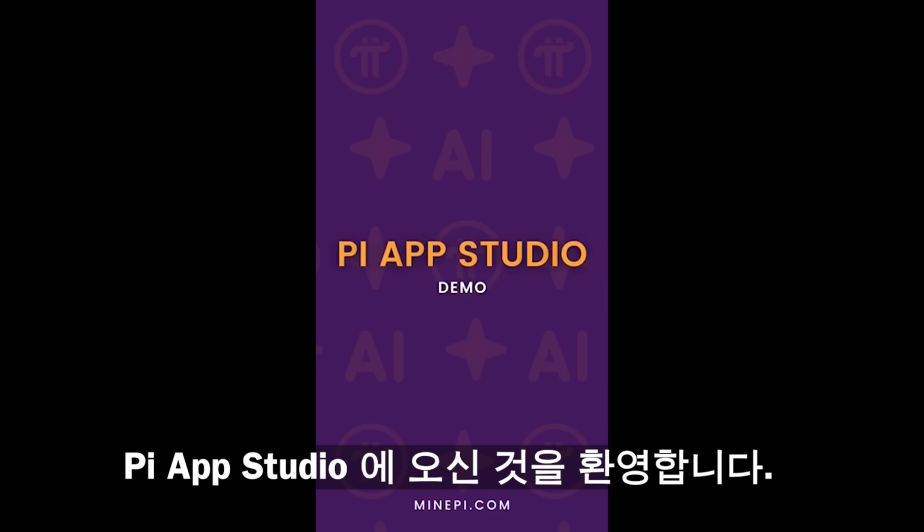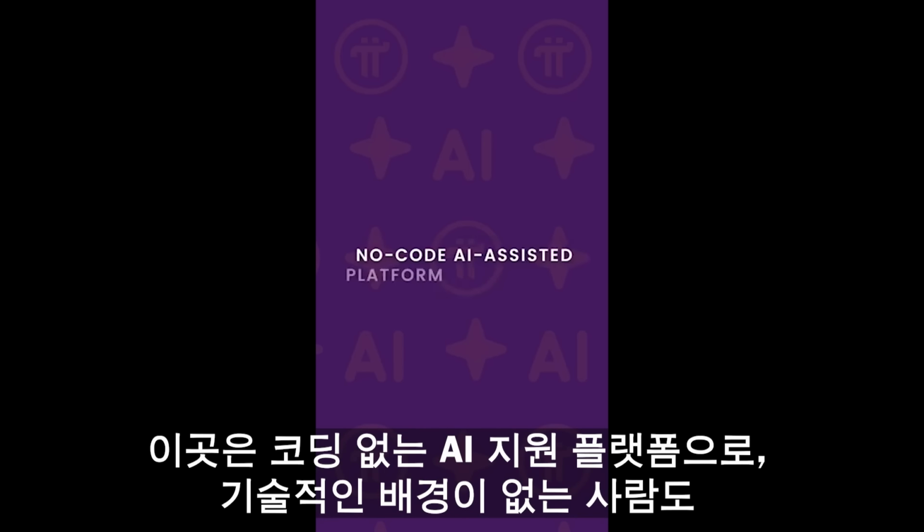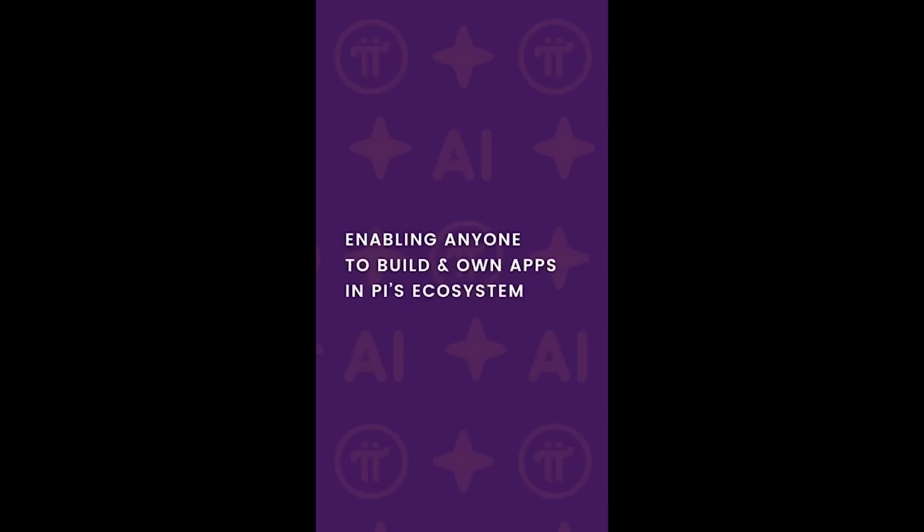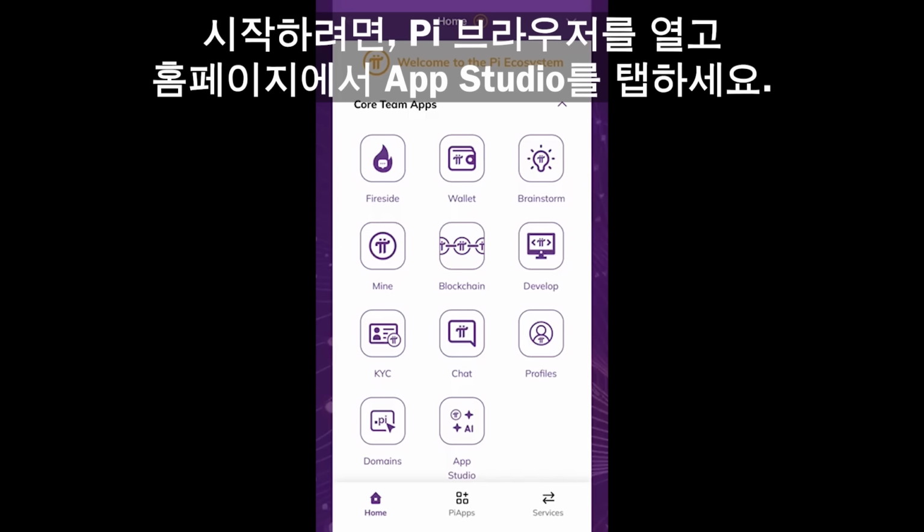Welcome to a demo of Pi App Studio, a no-code AI-assisted platform which enables anyone, regardless of technical background, to build and own functional apps in Pi's decentralized ecosystem. To get started, open the Pi browser and tap App Studio on the home page.